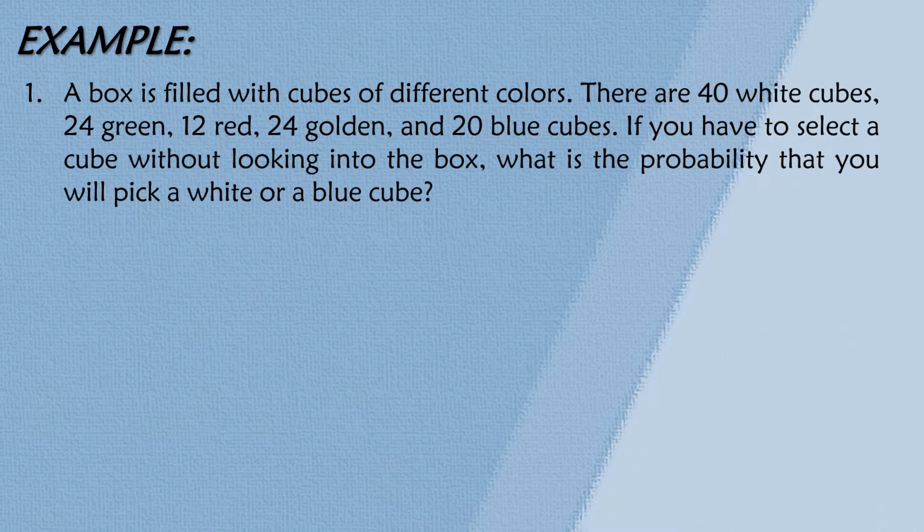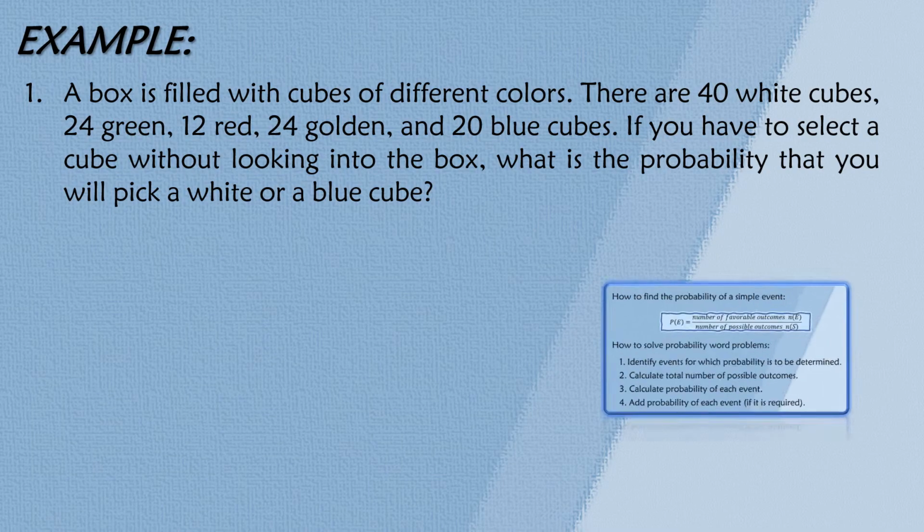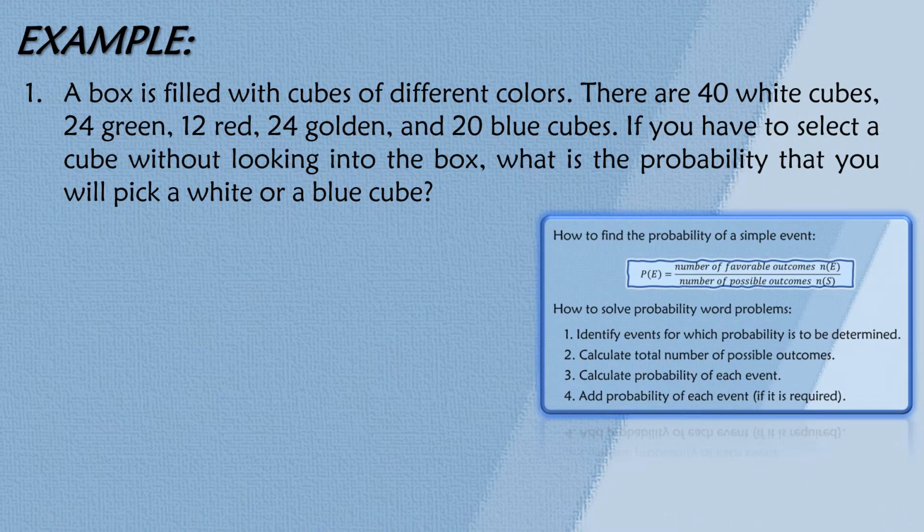So, sa isang box daw ay merong iba-ibang kulay na cubes. Merong 40 na white, merong 24 na green, 12 ang red cubes, 24 ang gold, and then merong 20 na blue cubes. So, kapag daw hindi ka titingin sa box, ano yung probability or ano yung posibilidad na ang makuha mo sa loob ng box ay white or blue cube? So, we will use the given steps on how to solve probability word problem using this formula.